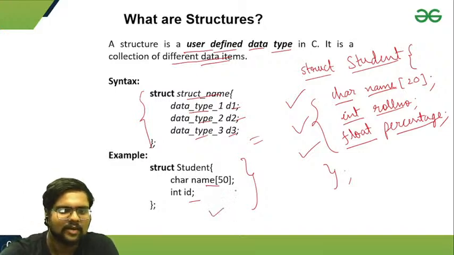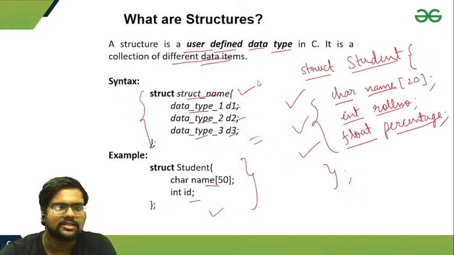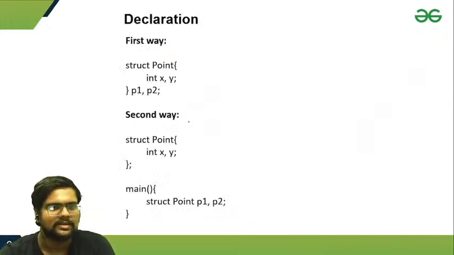Now let's see how to declare a structure variable. This is the syntax for the structure. The first way: if we have a structure point in which two variables are there, x coordinate and y coordinate, so two data members are there in this structure. Here p1 and p2 will be of type point, so p1 will be a structure variable of point.